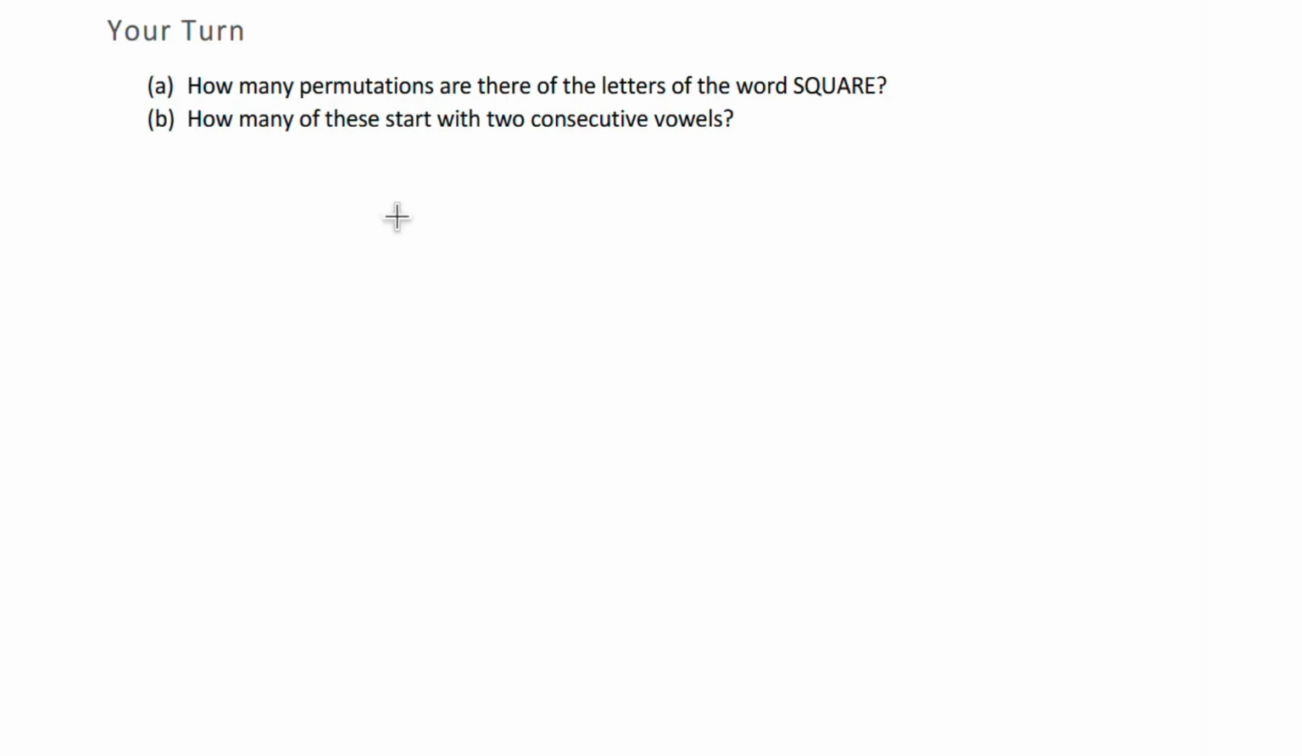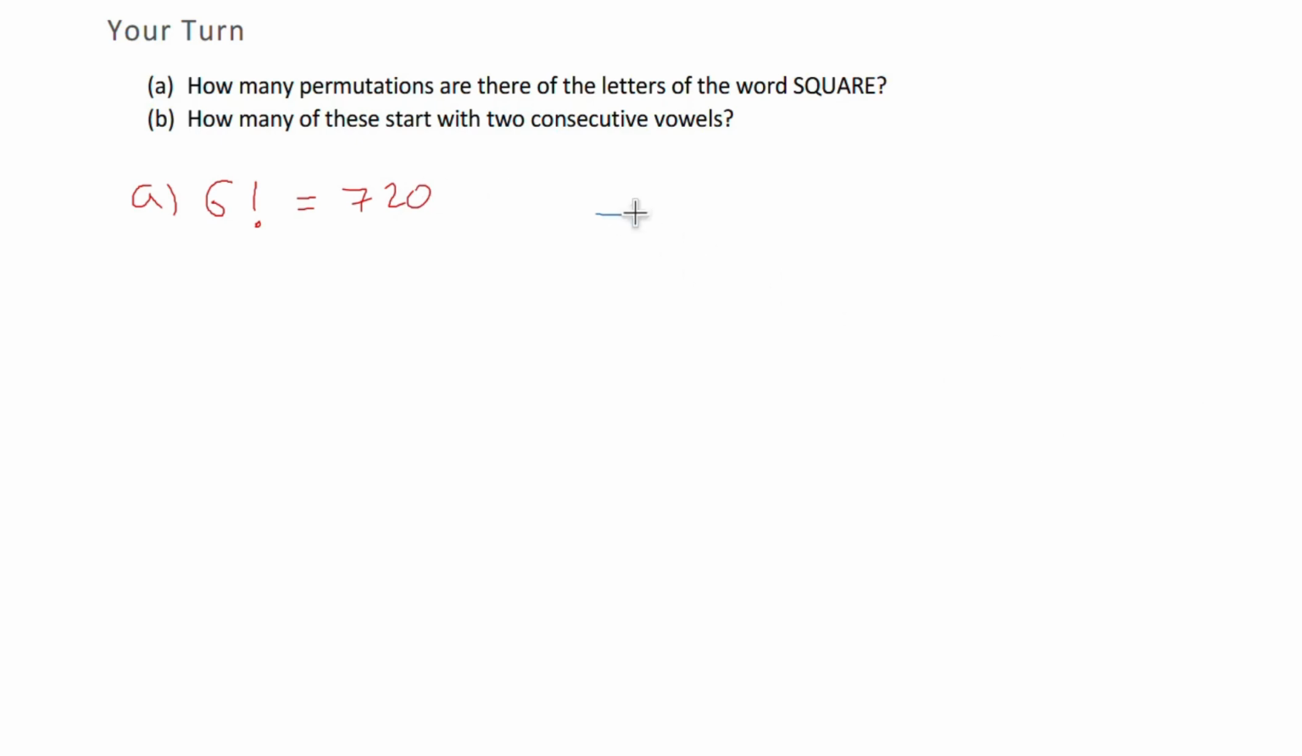How many permutations are there of the letters of the word in the square? So, A. Let's look at that. How many permutations of these letters are there? Well, if we're just permuting these 6 letters, we know that that is 6 factorial, which is 720.